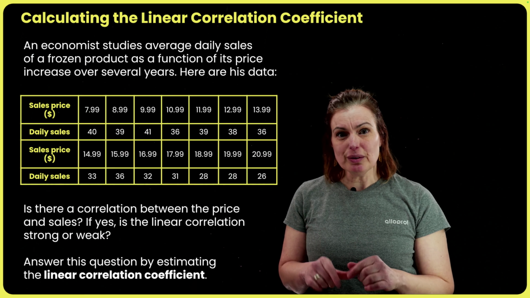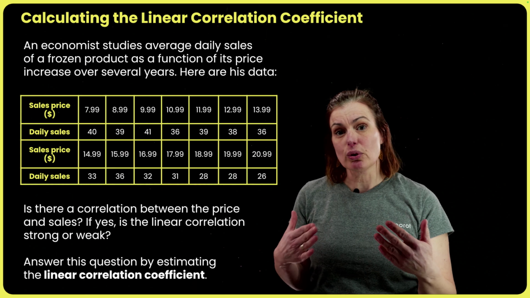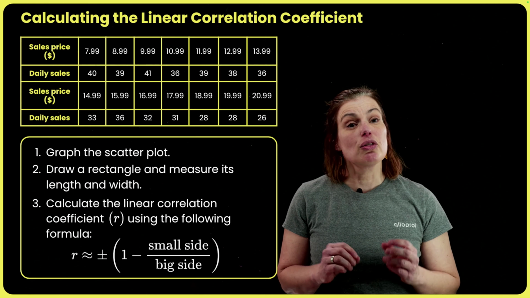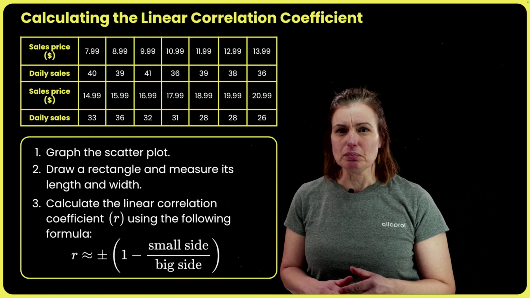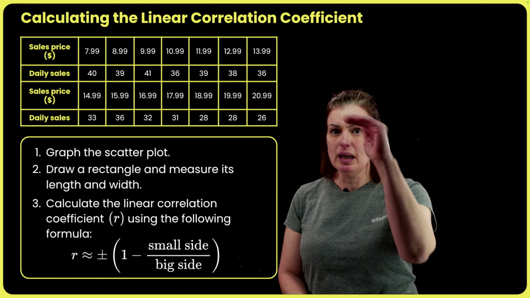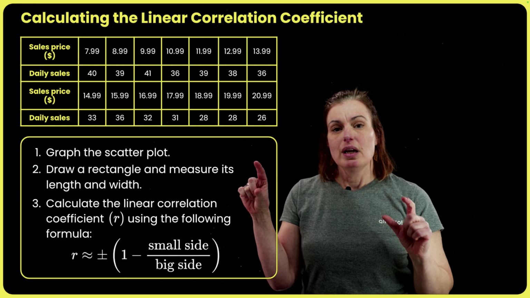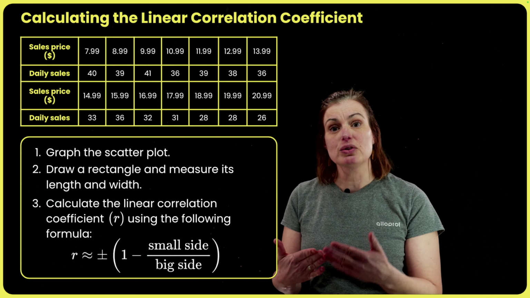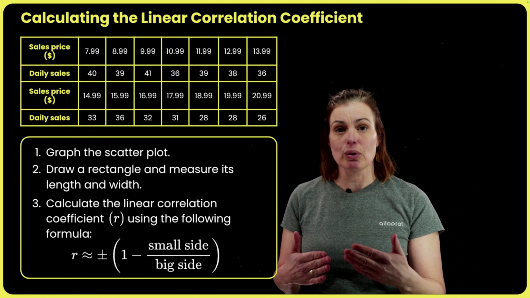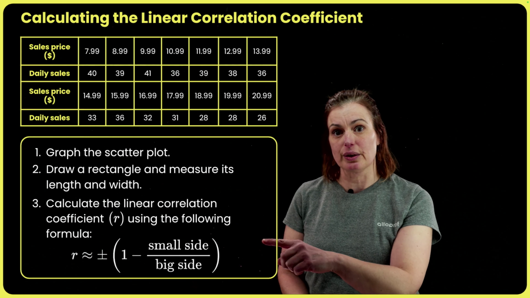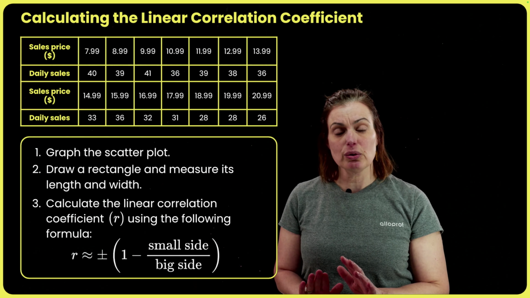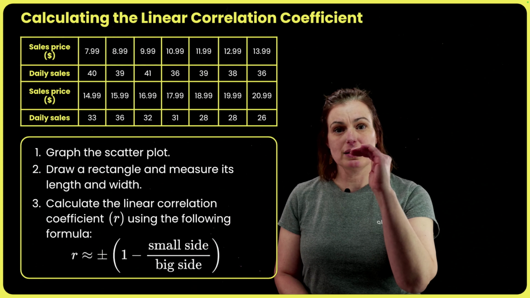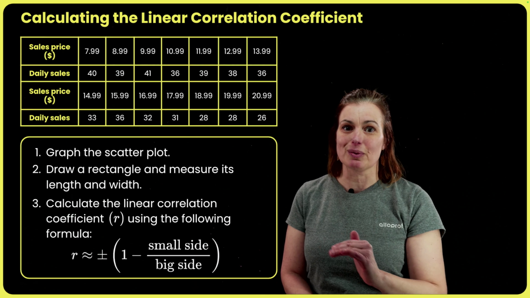So to answer this question, we're actually going to estimate the linear correlation coefficient by using the rectangle method. There are 3 steps to this method. The first is going to be to graph the data, and then we need to draw a rectangle around the data and measure its length and width. And finally, we need to use those measurements to calculate the linear correlation coefficient using the formula you see here. So R, which is the linear correlation coefficient, is approximately equal to plus or minus 1 minus the small side of the rectangle over the big side of the rectangle.